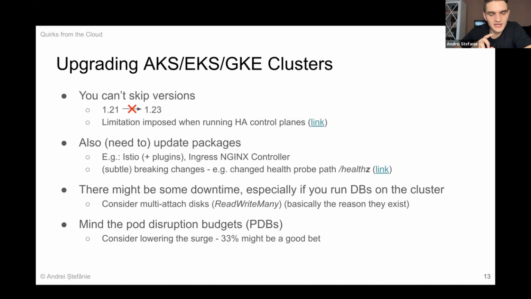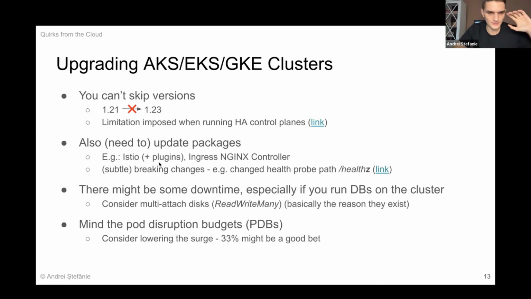Regarding managed Kubernetes. So again, Cyscale runs on Azure, on AKS. Some of the things that we saw is that, first of all, you cannot skip versions when you upgrade a cluster. You have to go through each minor version, minor being 21, 22, 23, and so on. That's because all the providers have these highly available control planes, and that's a limitation of them.